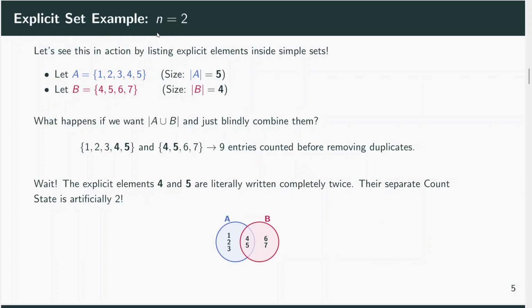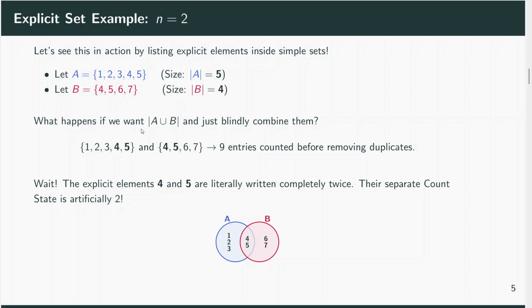Explicit set example, n equals 2. Now, I know that circle diagrams and abstract reasoning are helpful, but sometimes you really want to see actual numbers. Actual elements you can point to and say, yes, that one, right there. So let us do exactly that. Let us define two very concrete sets. Set A contains the elements 1, 2, 3, 4, and 5. Its size is 5. Set B contains the elements 4, 5, 6, and 7. Its size is 4.